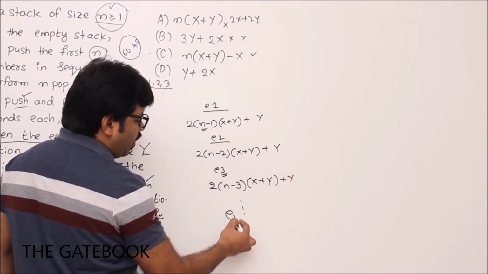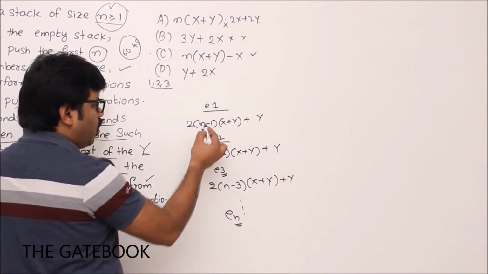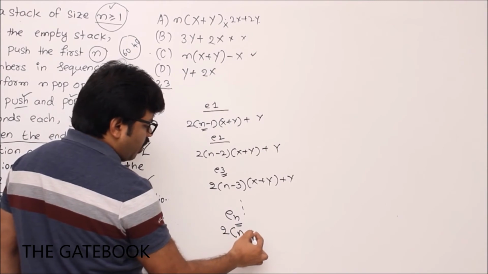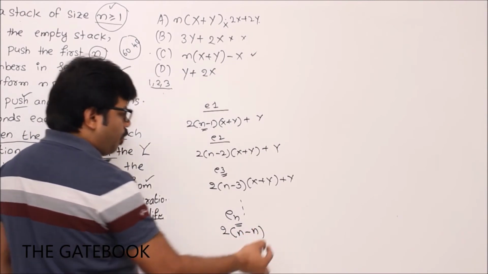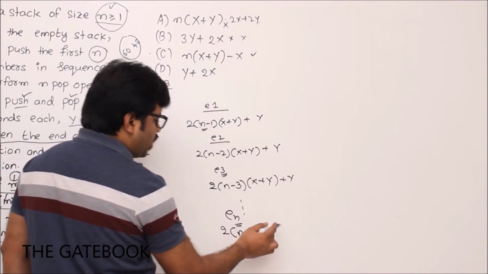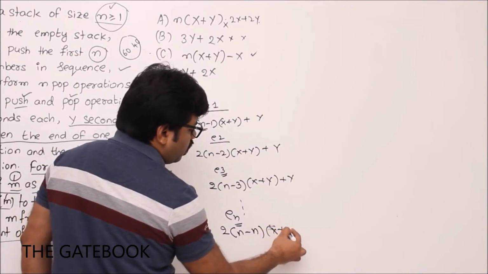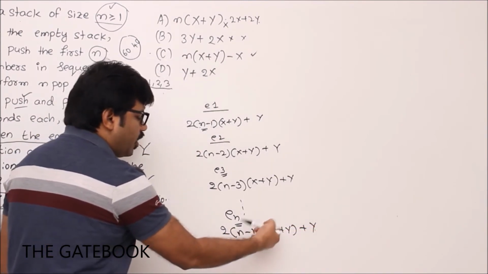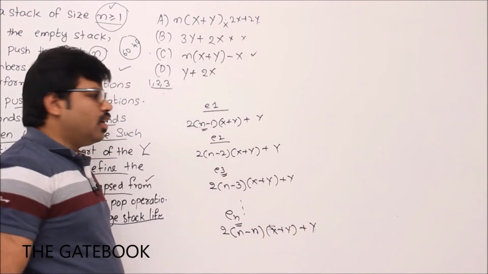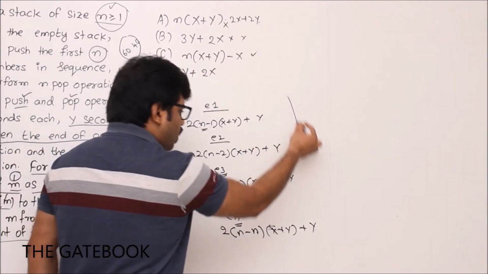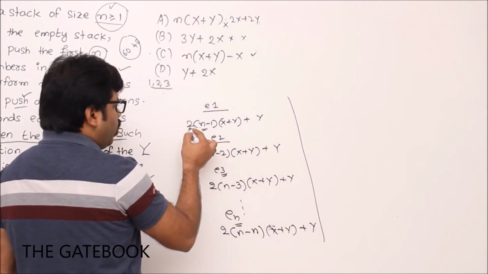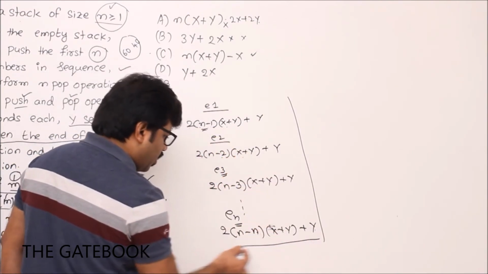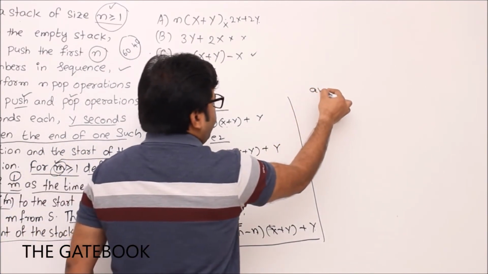For element n, let's generalize it. For the first element, 2 into n minus 1. For the last element, it will be 2 into n minus n, into x plus y plus y. So here n minus n is 0, 0 into anything is 0, 0 plus y is y. So if you see that, 2 into n minus 1 x plus y, 2 into n minus 2 x plus y, we have to sum it up, right?